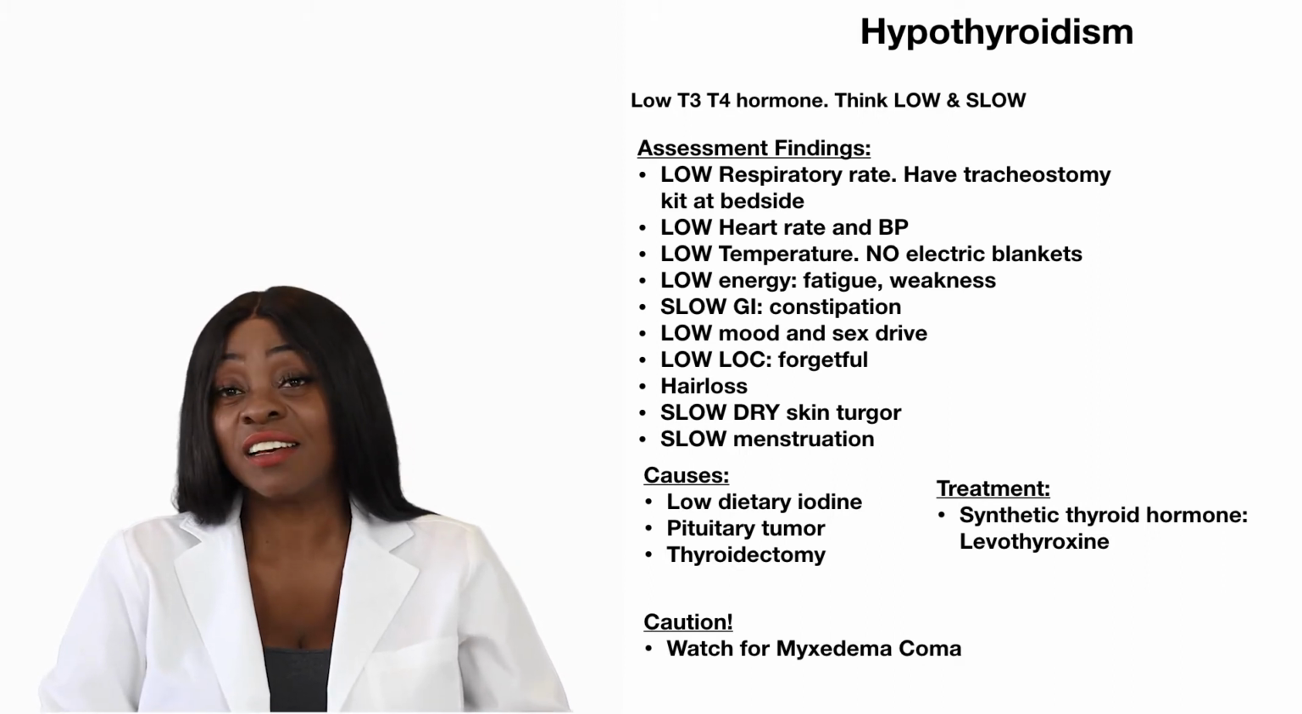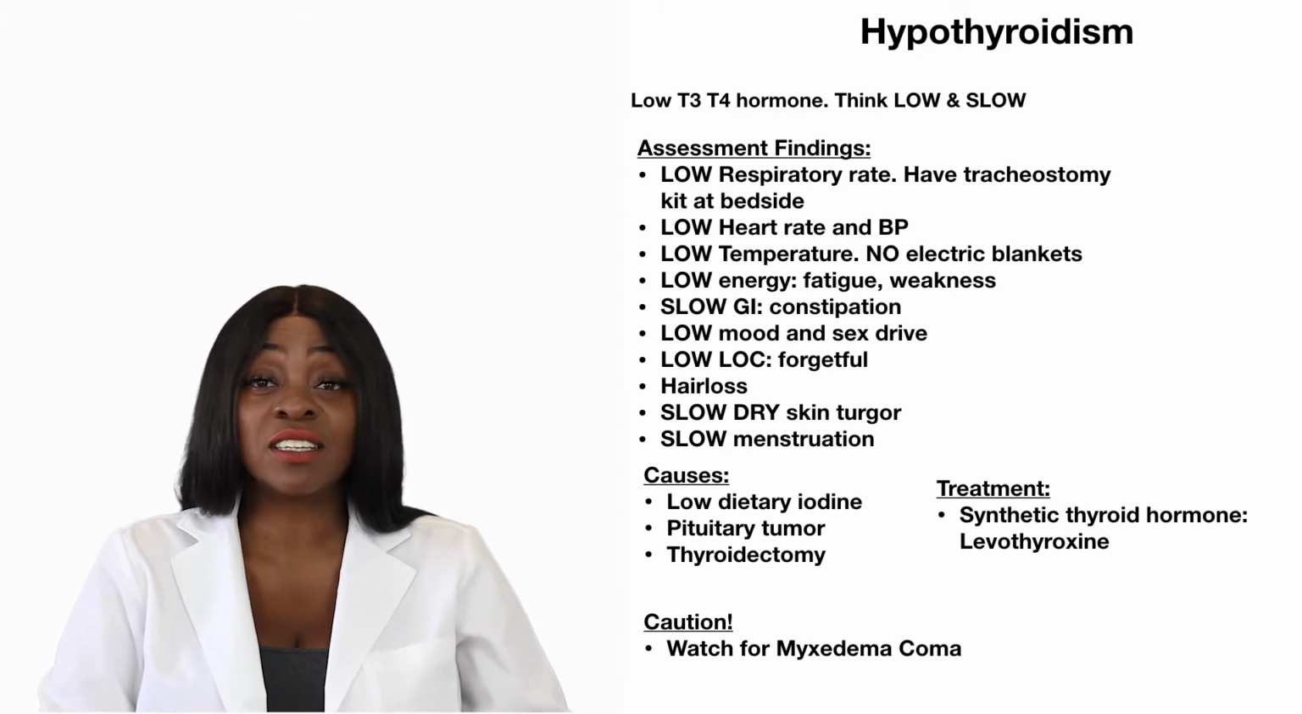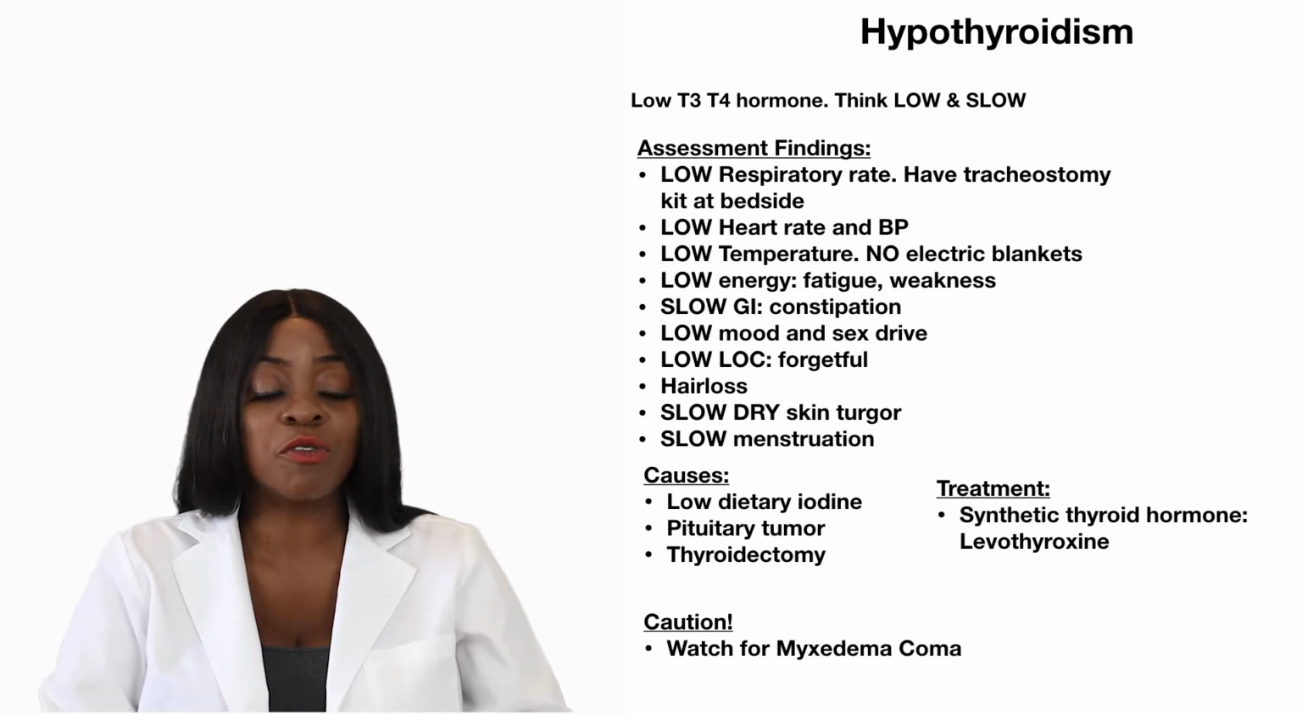Now, for all the assessment findings I described, our nursing interventions would be to meet the patient's needs there. So if the patient had dry skin and coarse hair, we would moisturize the skin. If the patient is intolerant to cold, we would try to make their environment a little bit more warm. We would regulate.